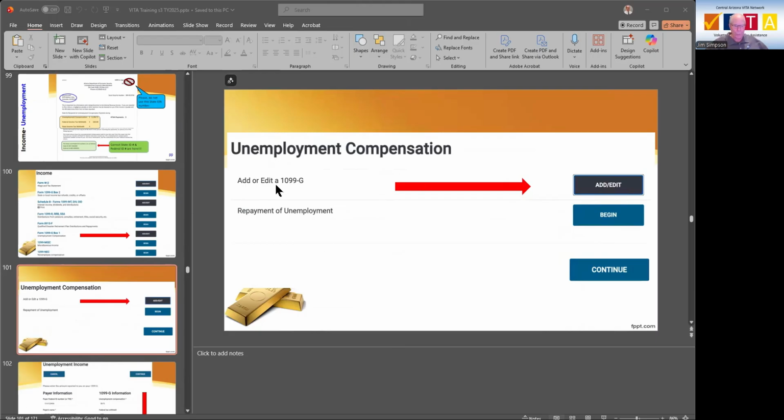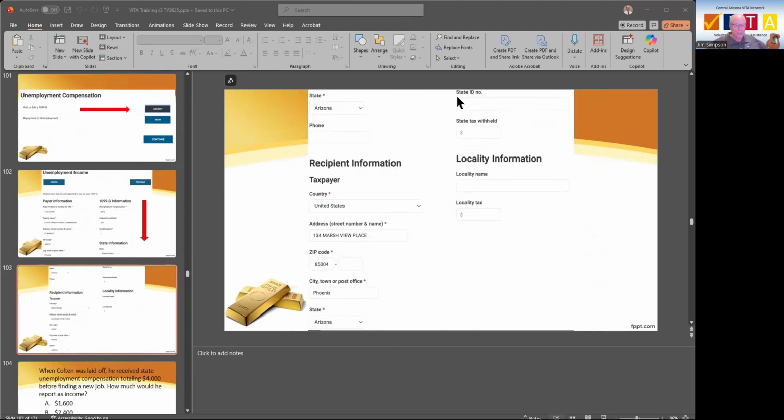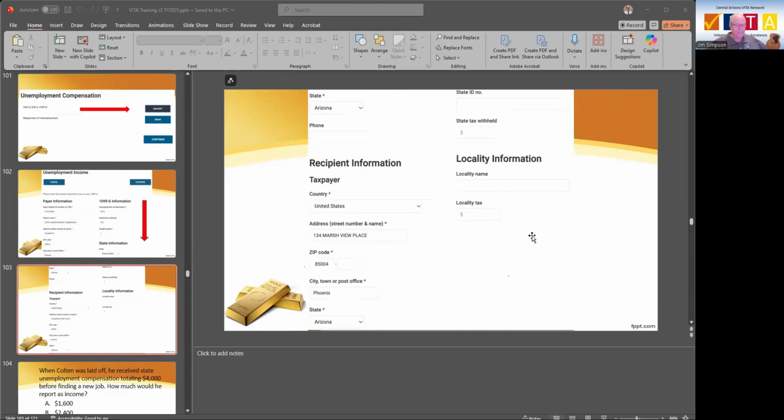We do not deal with repayment of unemployment. Okay, at VITA, that gets a little bit more complicated. So when we go into here, then it's just asking you for the general information that's on that letter. Again, if you're in Arizona, watch the federal ID numbers, and then down here, the state ID numbers. The rest of it, I will tell you, there's usually always federal tax withheld, rarely state tax withheld, but that's almost always federal taxes withheld. So watch for that.